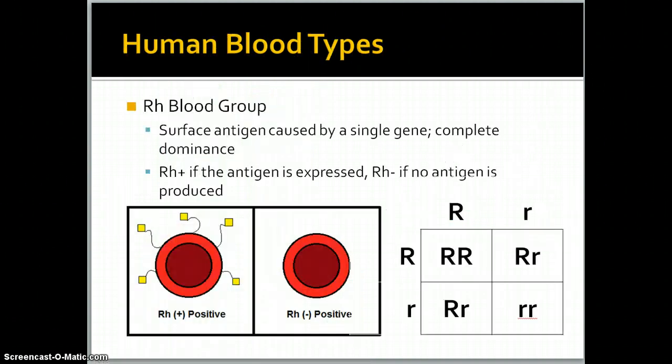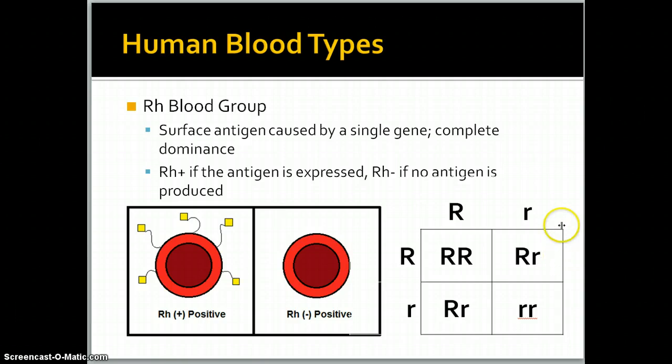We also have Rh factors. Rh factor is another gene, and it's another surface antigen that's present on the red blood cells. Individuals that are Rh positive are expressing the positive surface antigen on their cells. Individuals that are negative are not expressing any surface antigen.